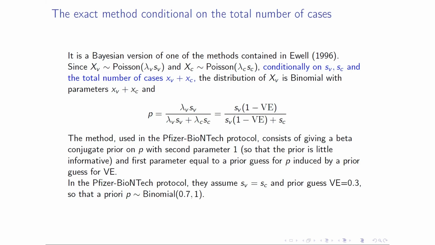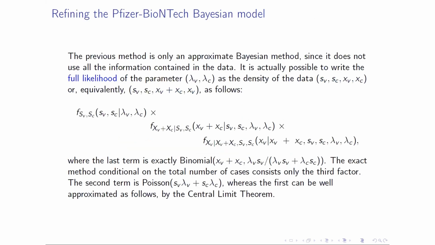Now, we could be a bit more refined than this. My contribution, which I thought about, was that conditioning on SVSC and the total number of cases is kind of simplistic. There is some information contained in the total surveillance time for vaccine, total surveillance time for control, and the total number of cases. So the full likelihood can be written recursively in this form.